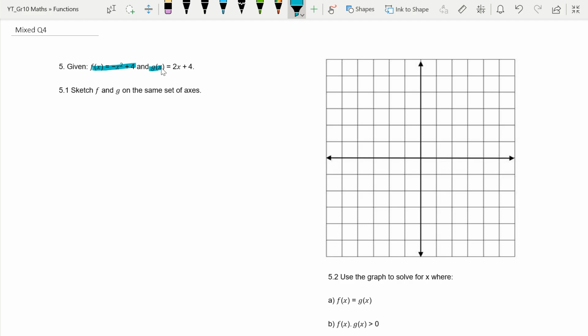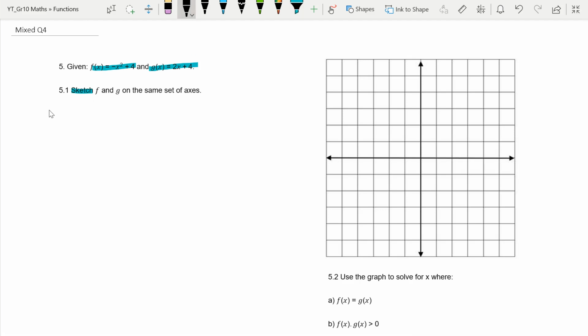And then we've got g of x, which looks like a straight line, 2x plus 4. So it takes on the form y is equal to mx plus c. They are giving us those two functions, and then they ask us to sketch it. We need to sketch f of x and g of x on the same set of axes. All right, where shall we start?